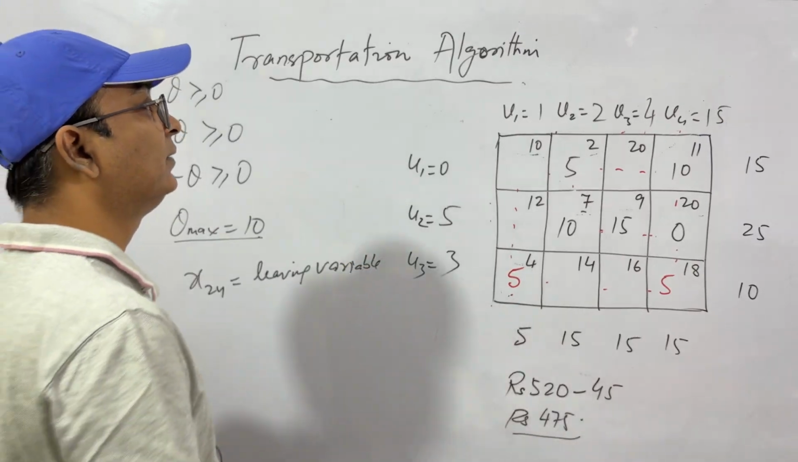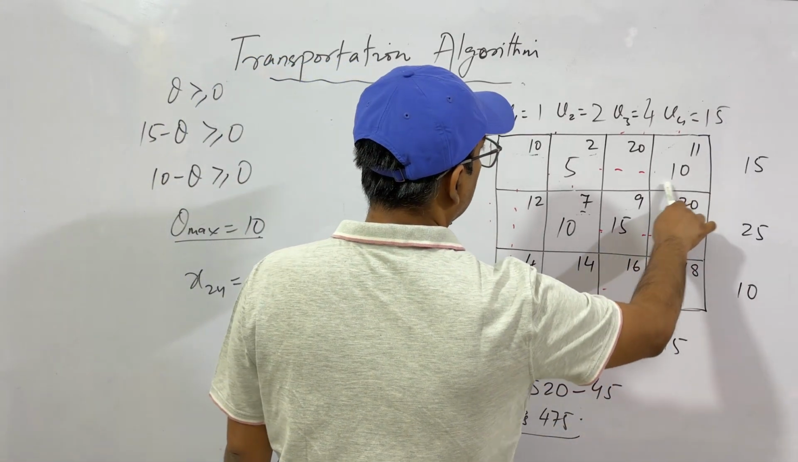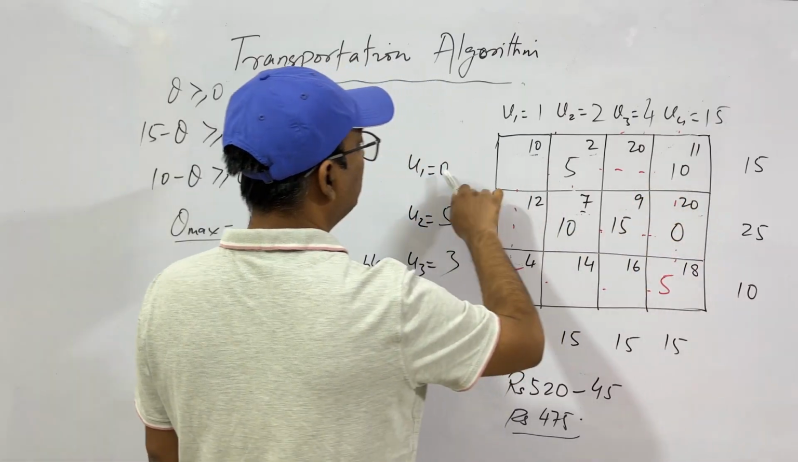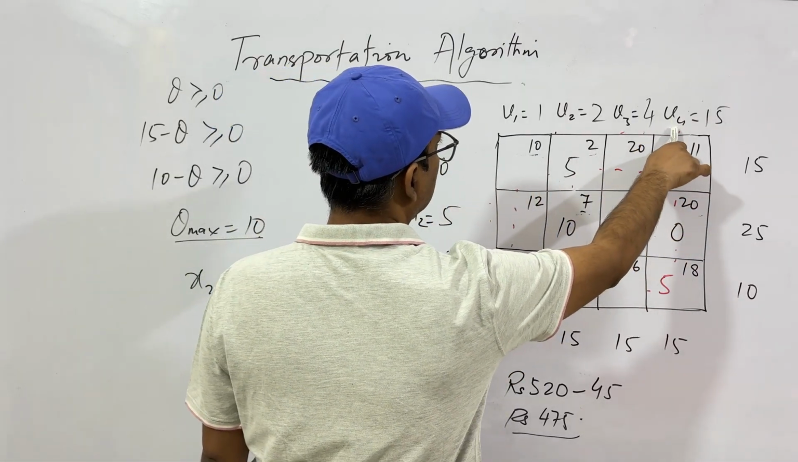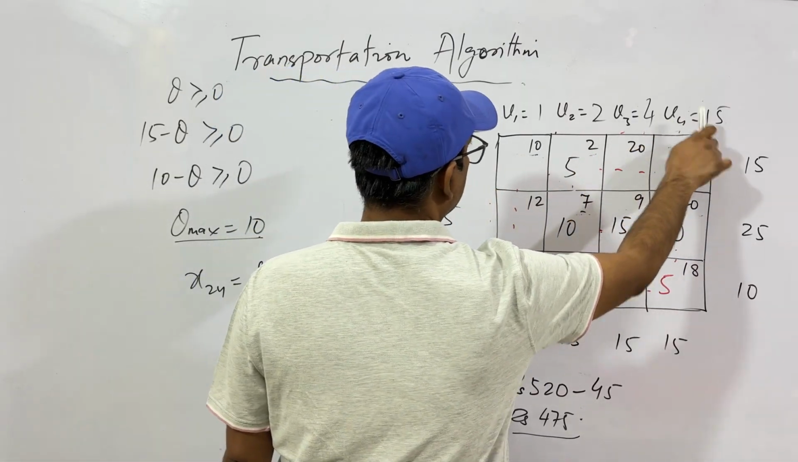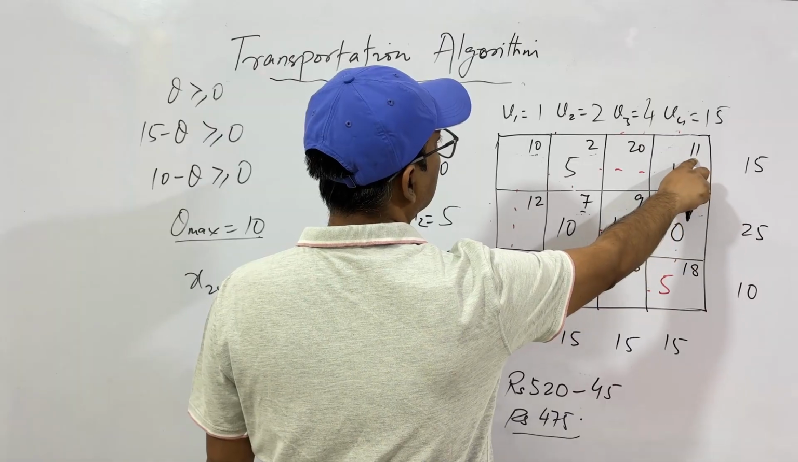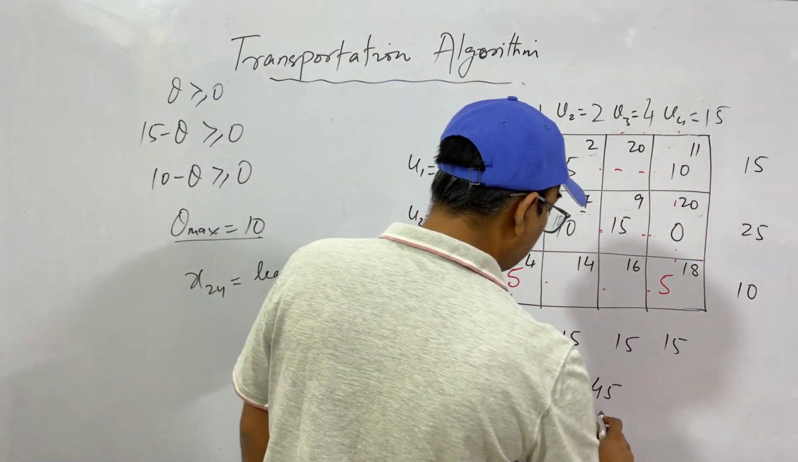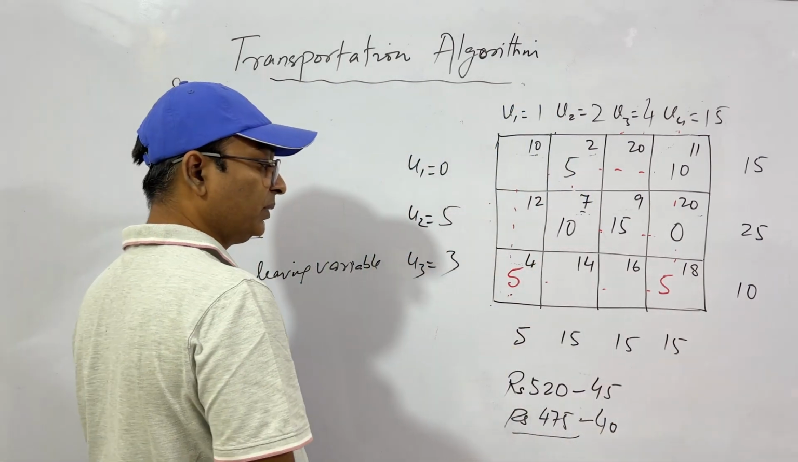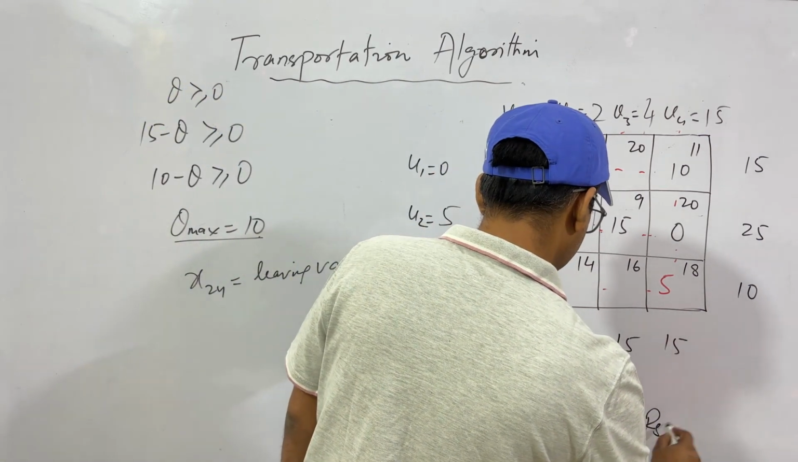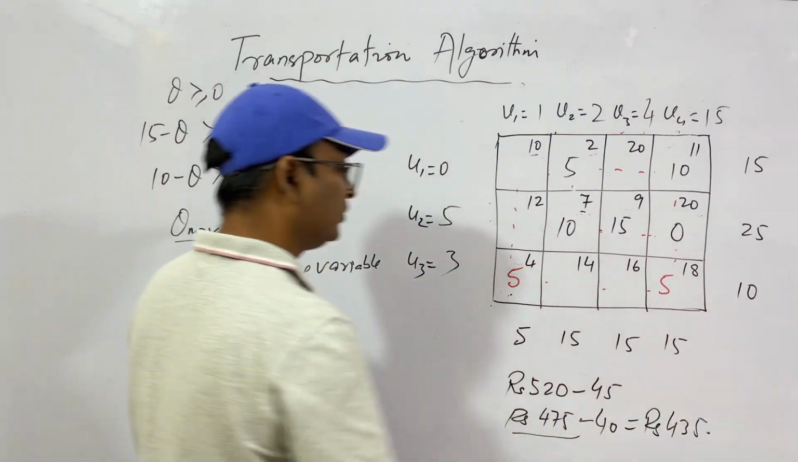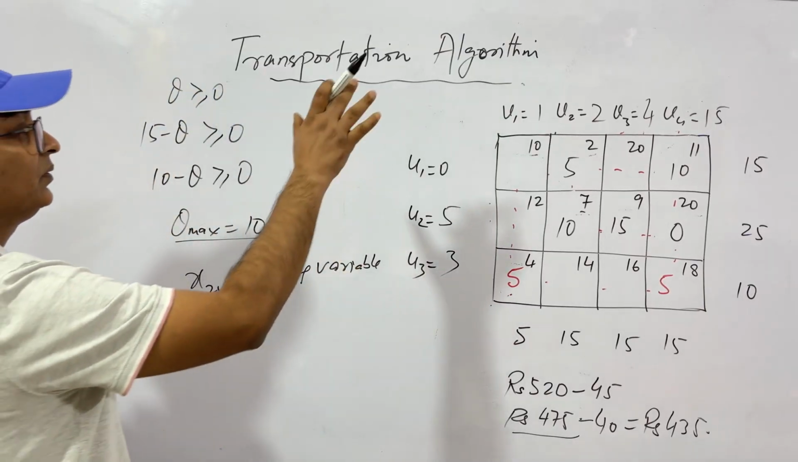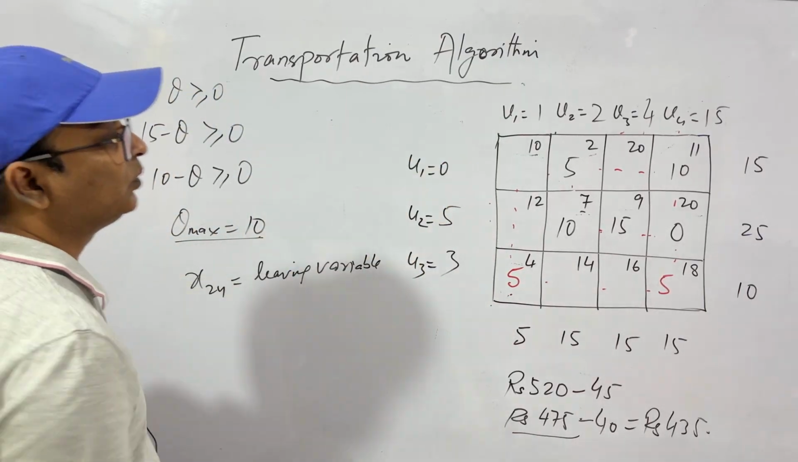Okay, and if you want to know what reduction in cost we have got, we'll do this plus this, that is 0 plus v4 is 15. So 15 minus this 11, that is 4 into 10, 40. Because of this we have reduced the cost by a further 40 rupees. That is, the cost is rupees 435. So from 520 we have come to 435 by selecting this as the new variable.